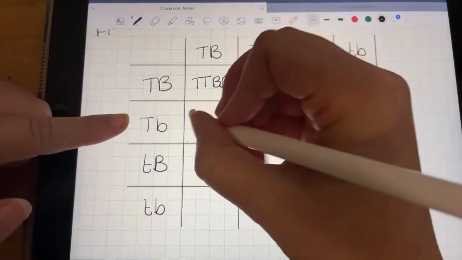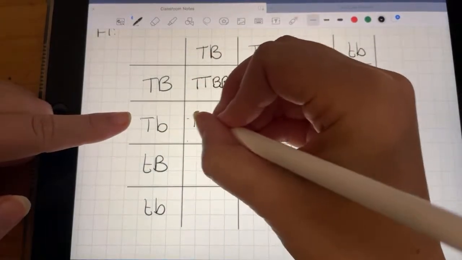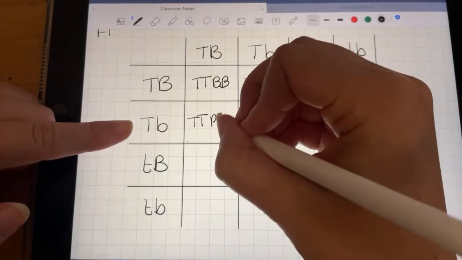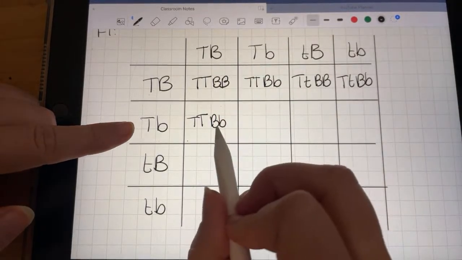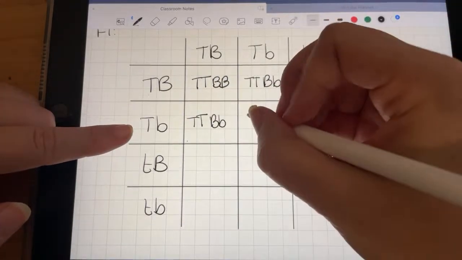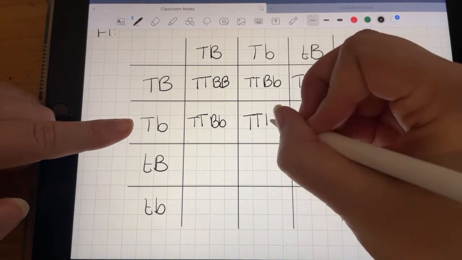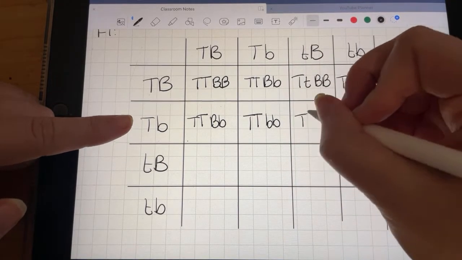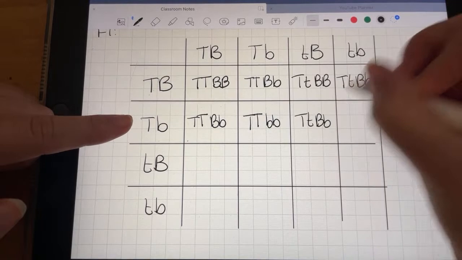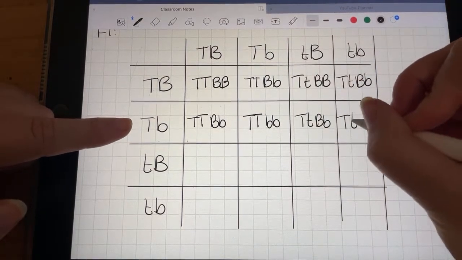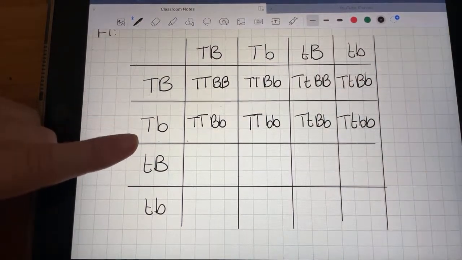Right, move one down. T times T, 2 big T's. Big B, small b. And yes, you should always write the big letter first, everybody. 2 big T's, 2 small b's. Big T, small b. Big B, small b. Big T, little t. 2 small b's.